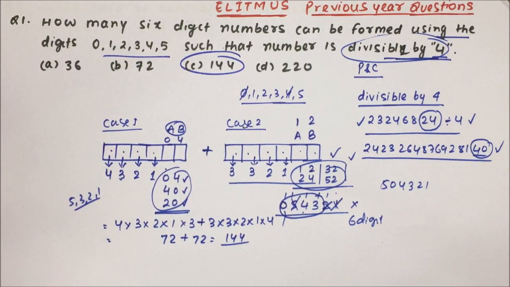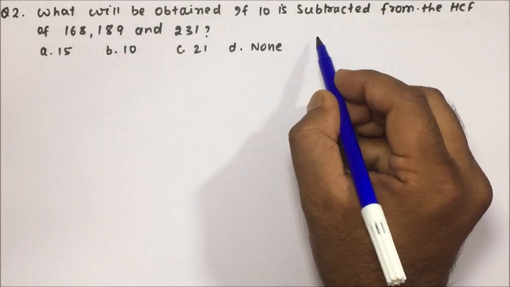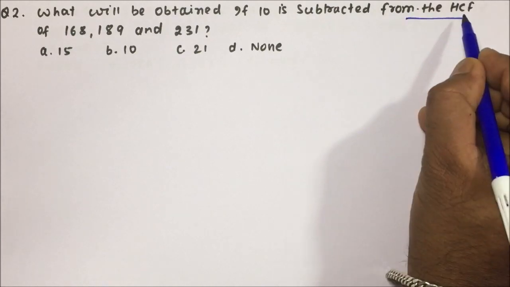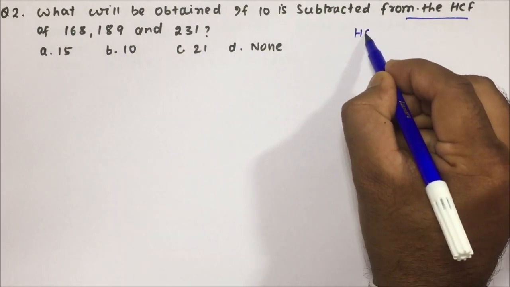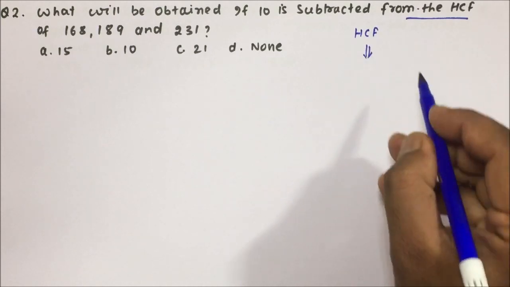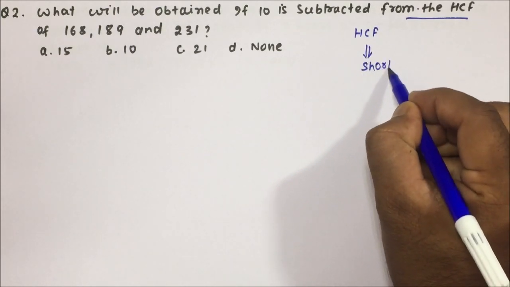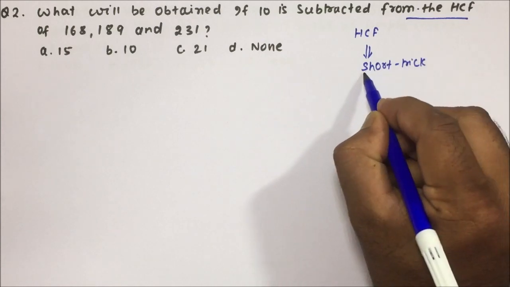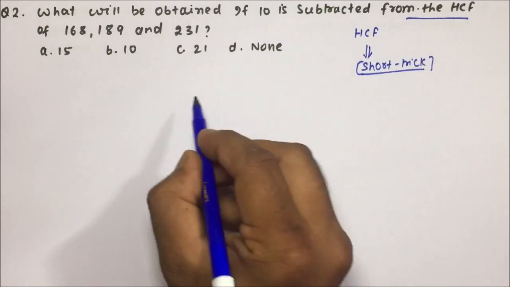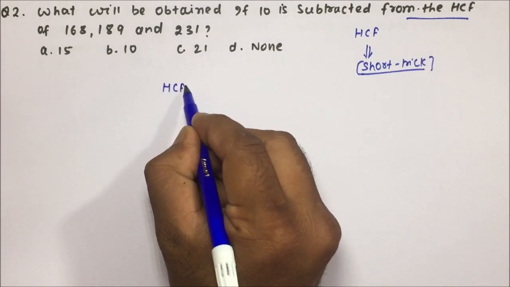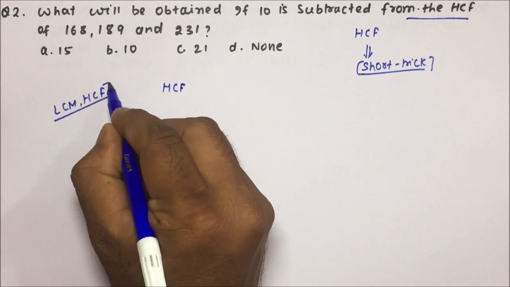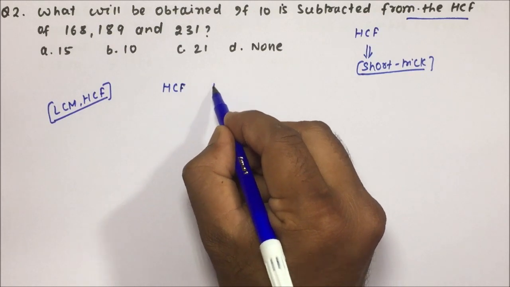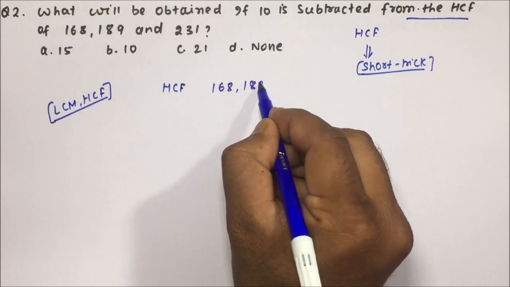So friends, I hope you would have understood question number 1. Now moving towards question number 2. What will be obtained if 10 is subtracted from the HCF of 168, 189 and 231? So friends, this is a question from the HCF, and let's see what is the shortcut trick using which we will be able to solve the question. Please watch the videos uploaded on LCM and HCF in our playlist, and then you will be able to calculate the HCF of all these numbers very easily.